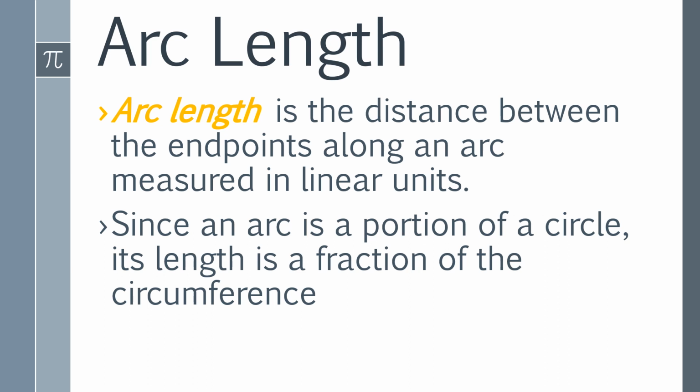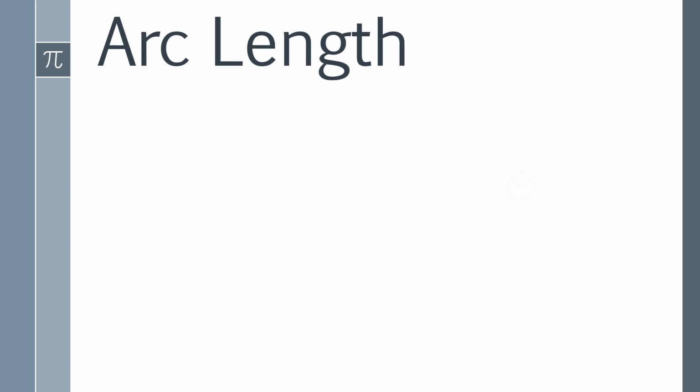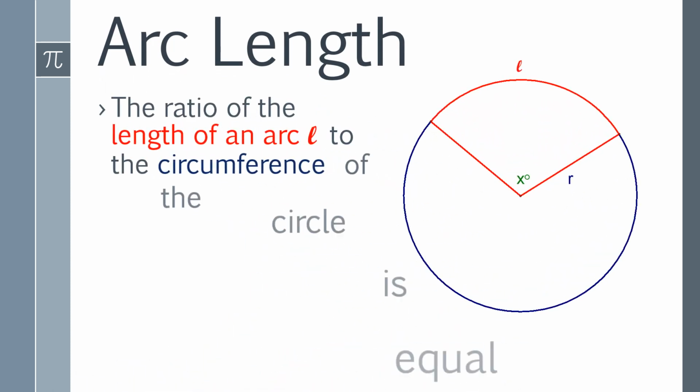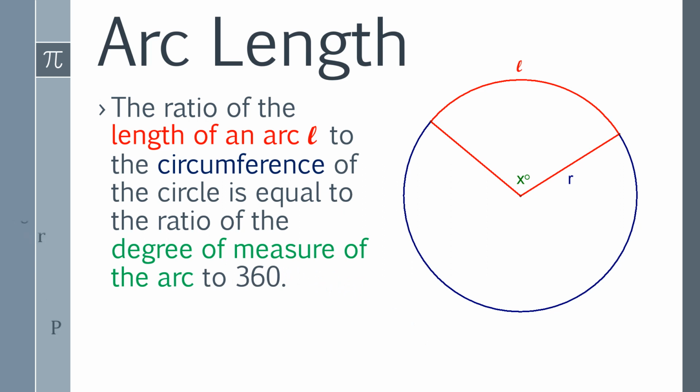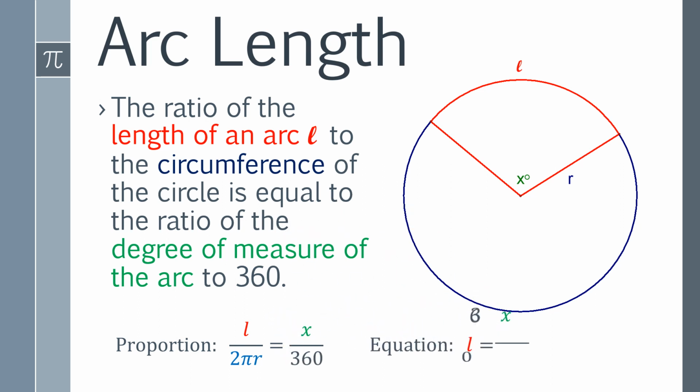Okay, arc length is the distance between the endpoints along an arc measured in linear units. Since an arc is a portion of a circle, its length is a fraction of the circumference. So the ratio of the length of an arc L to the circumference of the circle is equal to the ratio of the degree measurement of the arc to 360. So you'll notice we have 2 pi r, 2 times pi times the radius, which is how we find a circumference.